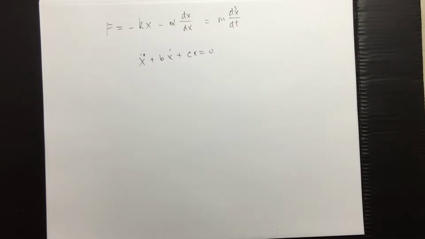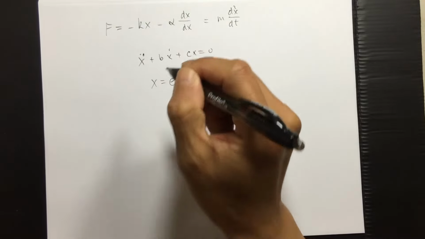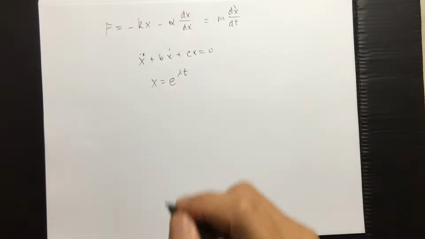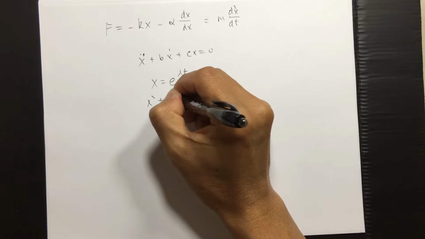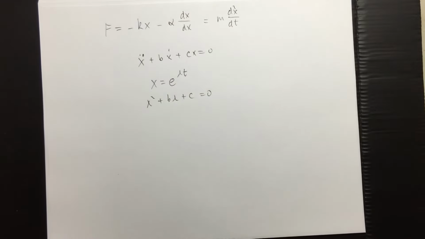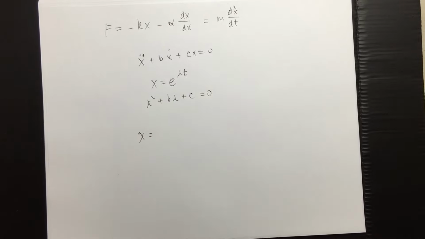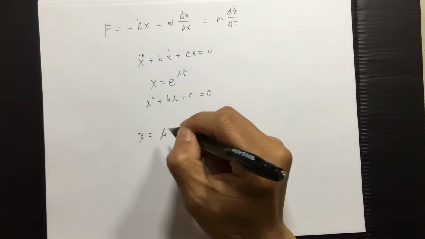Okay. Now, same deal. We'll say x equals e to the lambda t, right? Put it in, and lambda squared plus b lambda plus c equals 0, right? We've done this before. Remember? So now we solve for lambda 1 and lambda 2, and then we have this thing, and then we will get them all out, this and that. X equals, I'm going to save all this, some kind of amplitude. You understand that, right?